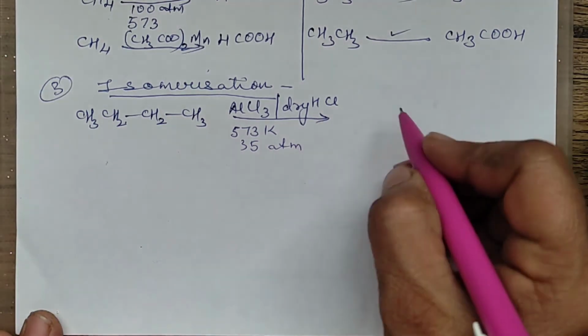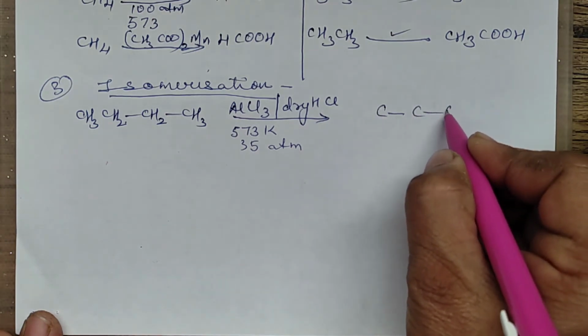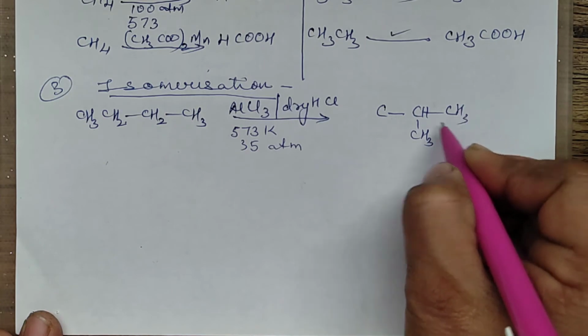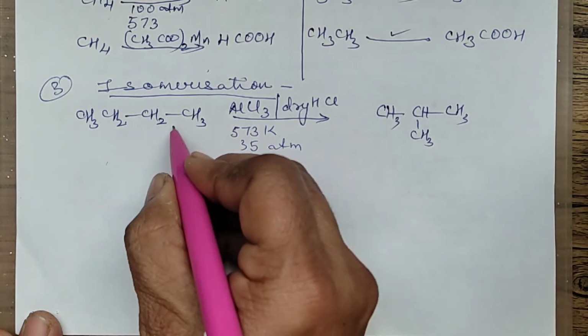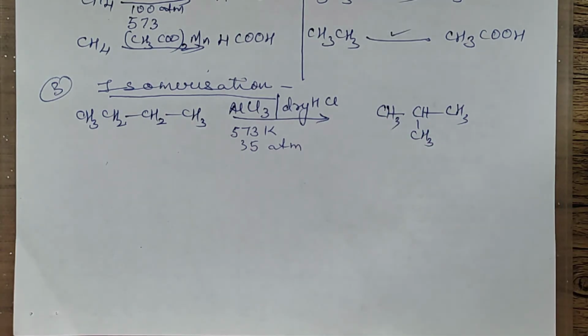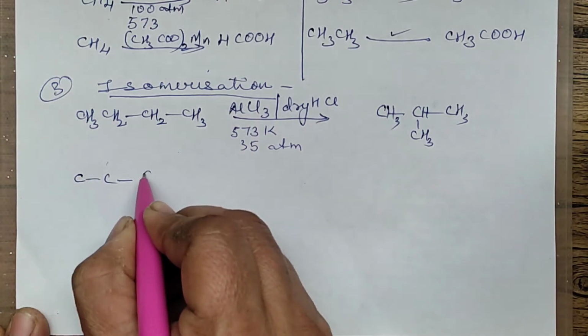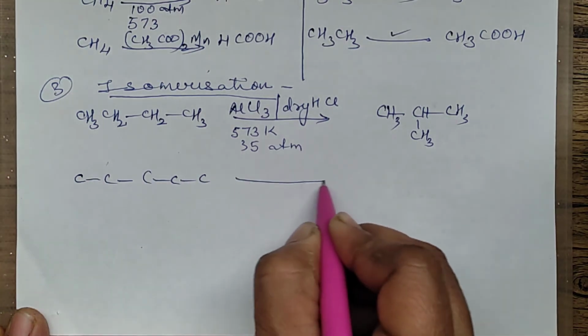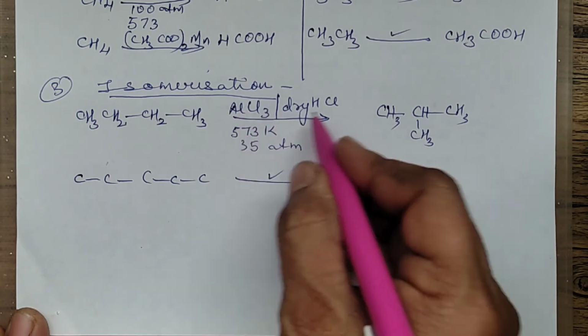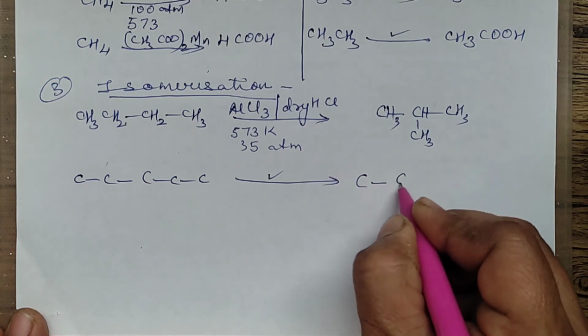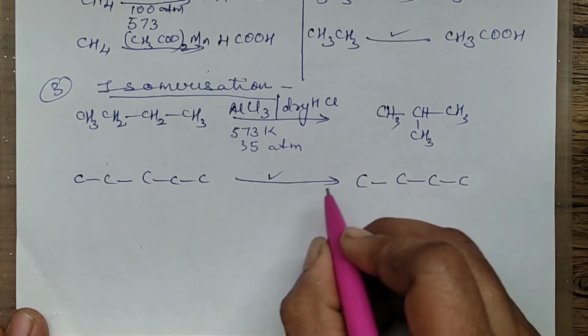That means you will get 3 carbon atoms with 1 carbon going as a branch. That means one of the isomers of normal butane is formed, that is isobutane. Normal butane can convert to isobutane in the presence of this catalyst. Suppose you take 5 carbon atom alkane. You are using the same catalyst, aluminium chloride, dry HCl, same temperature and pressure. You will be getting all possible isomers of pentane.